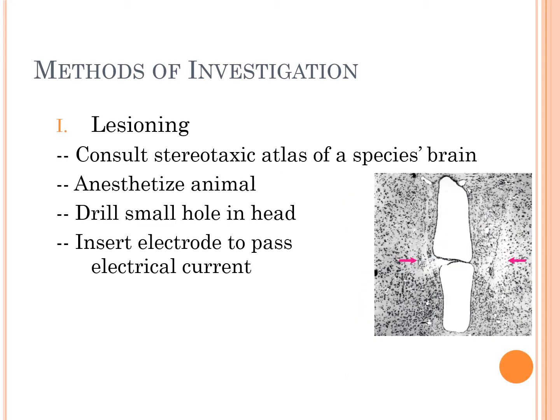We get this map of the brain of the species, a stereotaxic atlas, and then we anesthetize the animal, drill a small hole into the animal's head, and one way to do this is to insert an electrode and pass electrical current. This is showing the ventricles of a rat, those big blob-looking things in the center. What those pink arrows are pointing to are areas where you can see fewer neuron cell bodies, which is what those little dots are, because those areas have been lesioned in this particular animal.